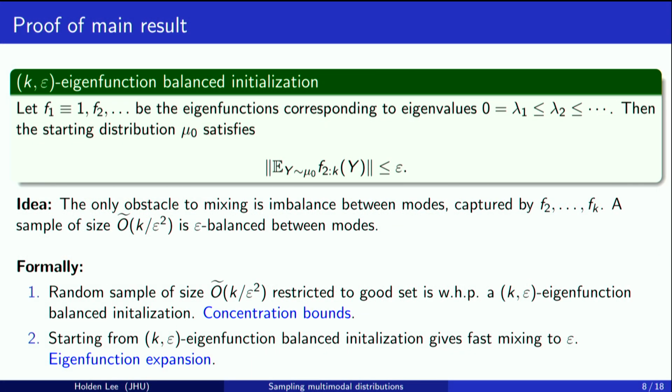So how does this proof go? The idea is that the only obstacle to mixing is this imbalance between modes, and we saw this is captured by these first k eigenfunctions.